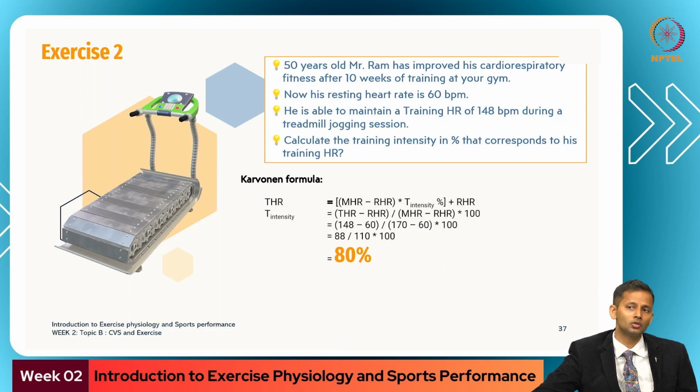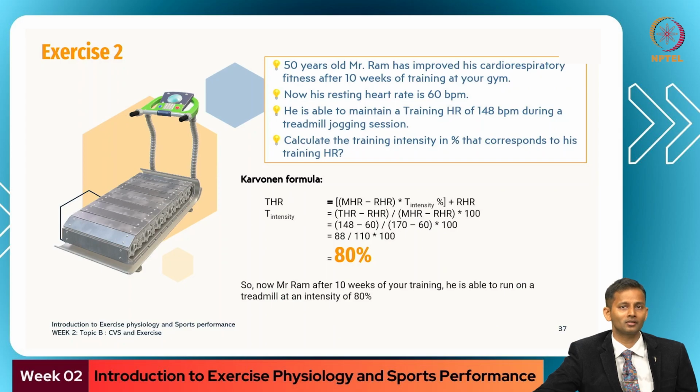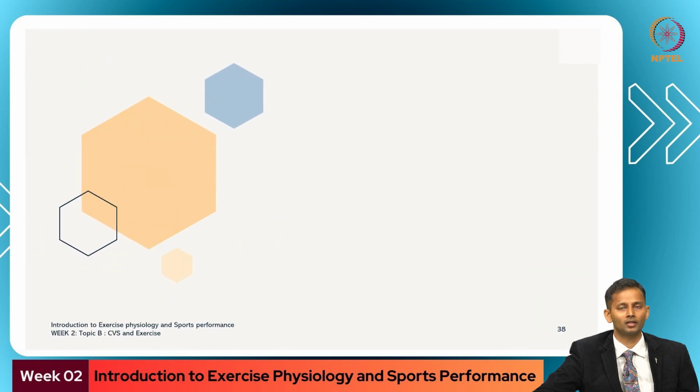Initially you started with 40% intensity, now the individual could go up to 80% intensity over 10 weeks of training. That is the interpretation of this particular formula. So that's how you can objectively come to a conclusion how the individual is improving his fitness with your exercise prescription.